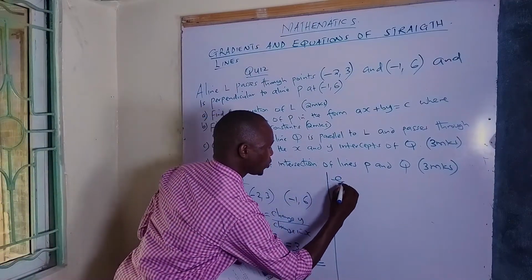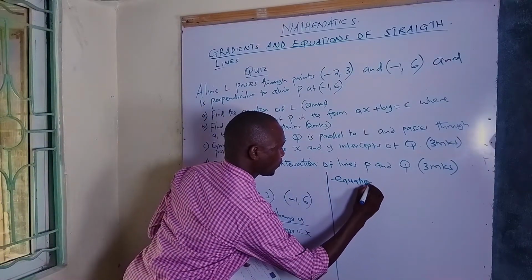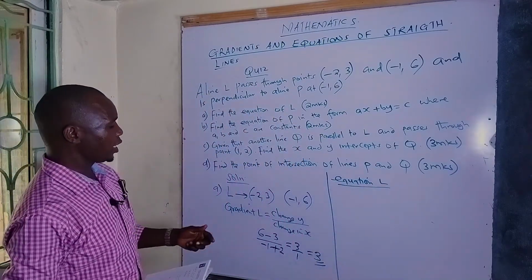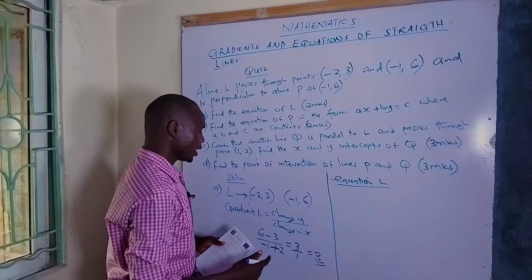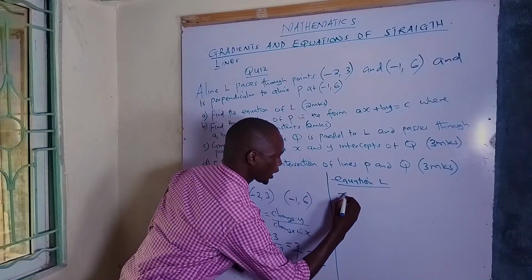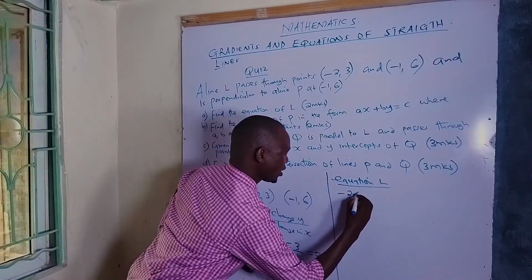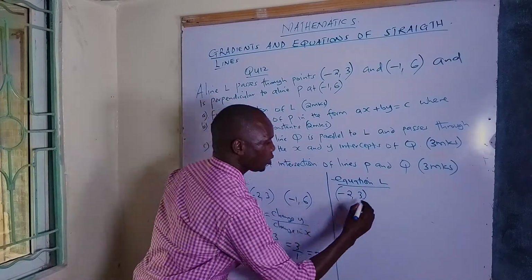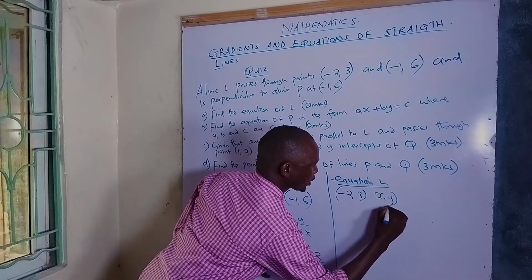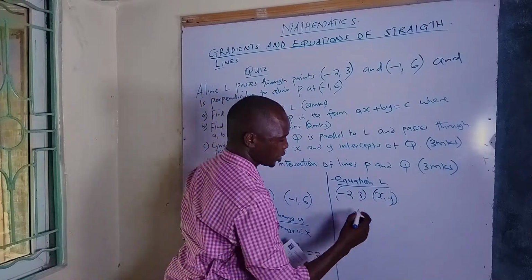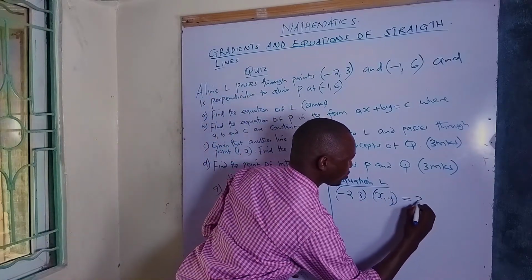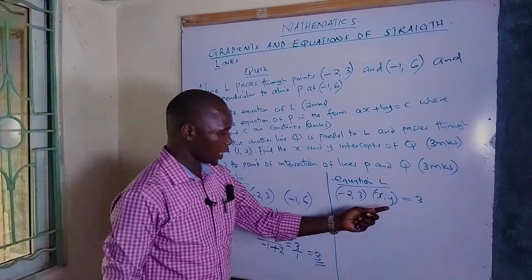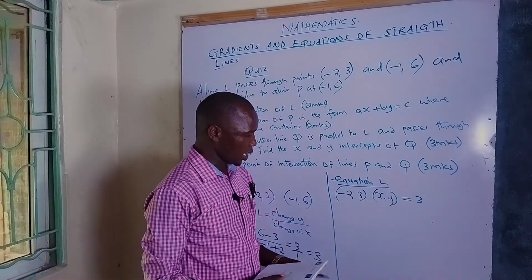Now we need the equation of line L. How do we get the equation of a line? We pick any of the 2 points given. I have decided to pick (-2, 3). Even if you pick the other one, the answer will always be the same. Also, I pick another arbitrary point along that line, which we call (x, y), and that must be able to give me the gradient. Then you ask yourself, how do we get the gradient? It is the change in y over change in x.